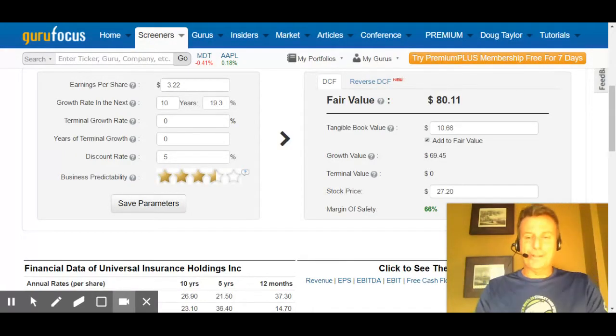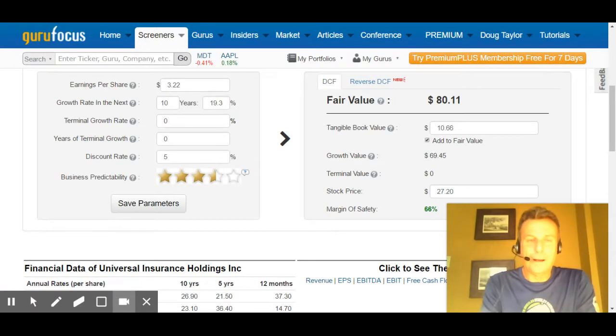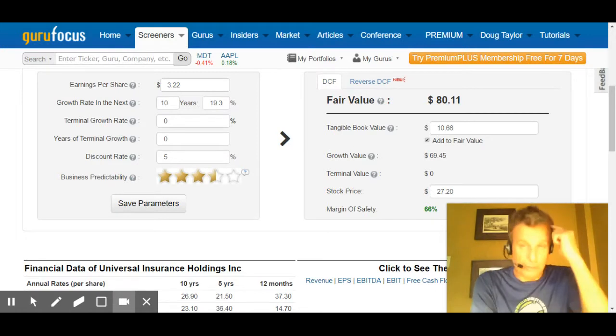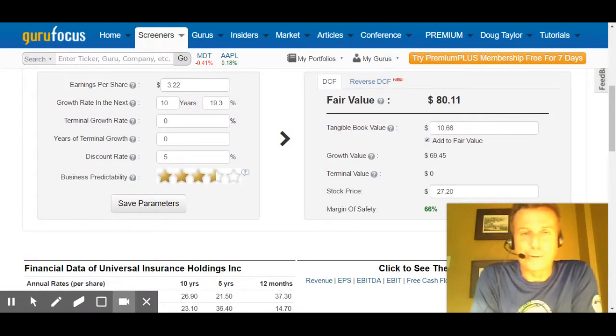Okay, so this is an example of Universal Insurance Holdings, which is a company that I do hold, and it gives an example of how the discounted cash value calculator shows up here. And so I'm going to just go over here. Right here you have the earnings per share. Now this can be interchanged with cash flow per share as well. It defaults to earnings per share, so I usually stay with that.